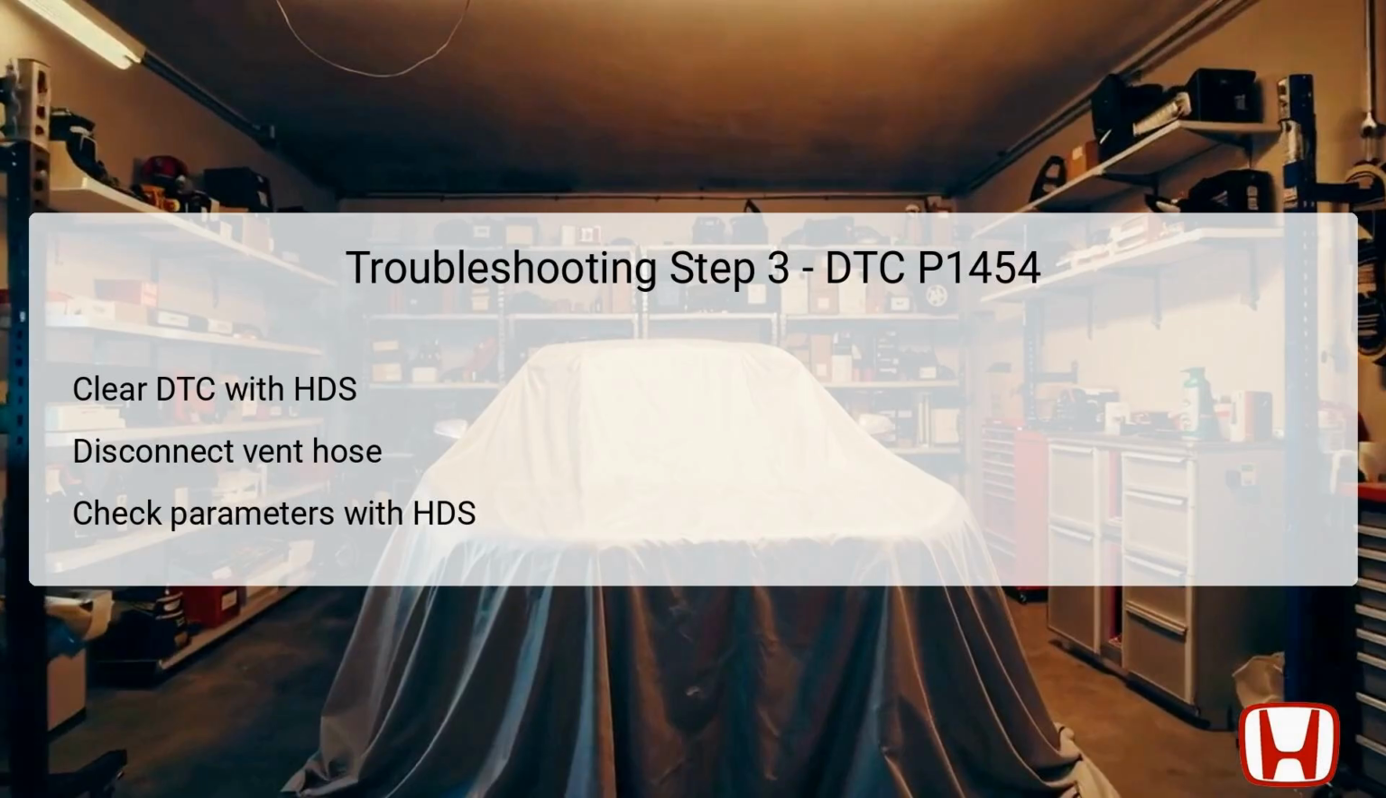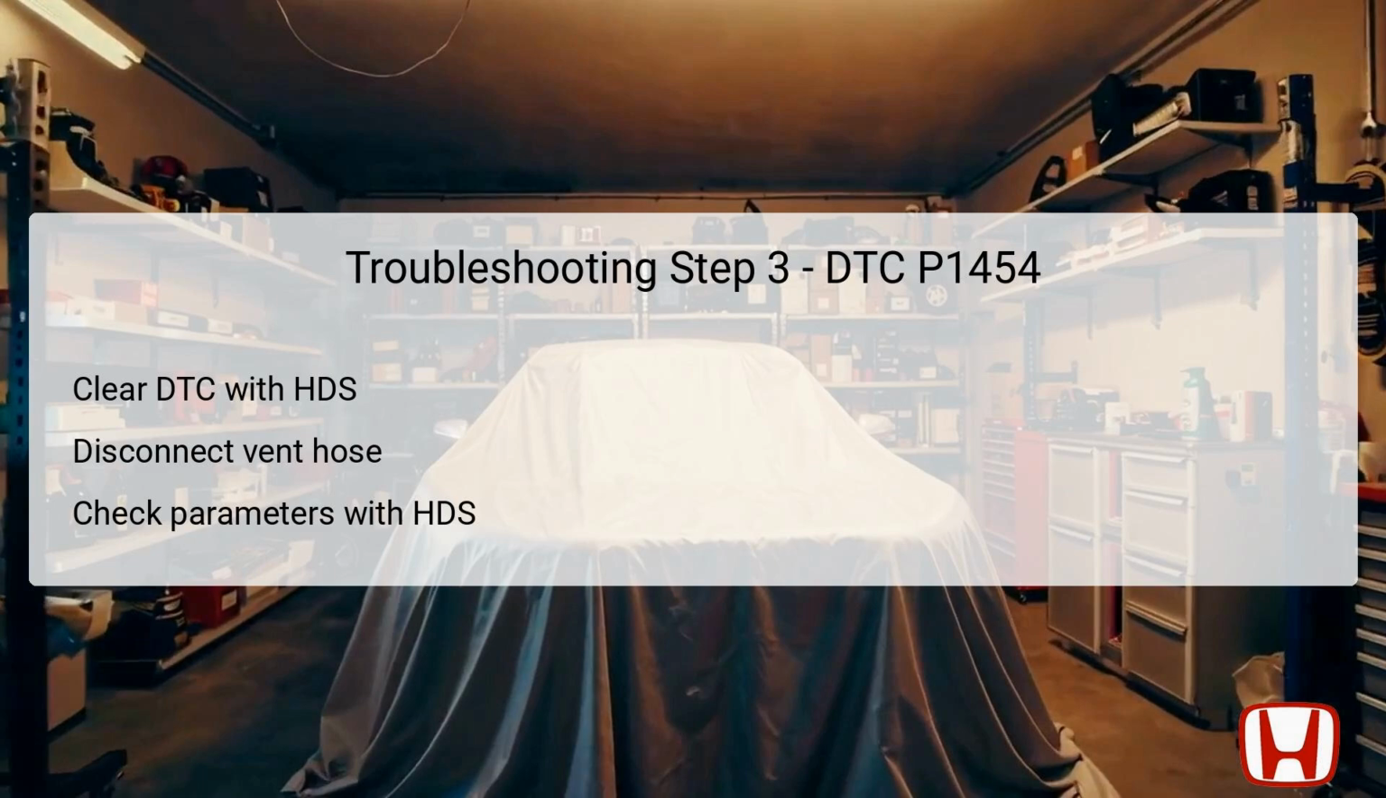In the third troubleshooting step, clear the DTC again with the HDS to reset the system. Next, turn the vehicle to the off position before disconnecting the evap canister vent hose from the vent shut valve port. This action is crucial for evaluating the venting system's condition.